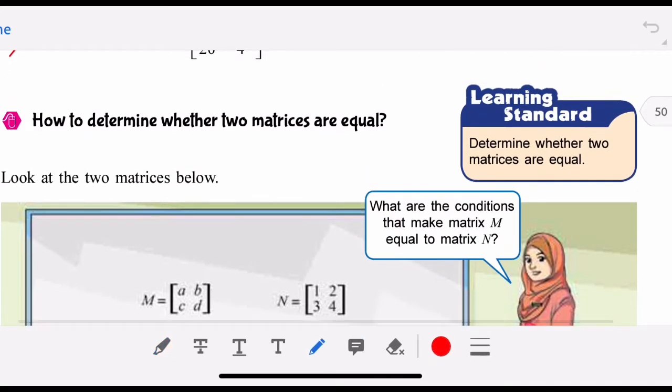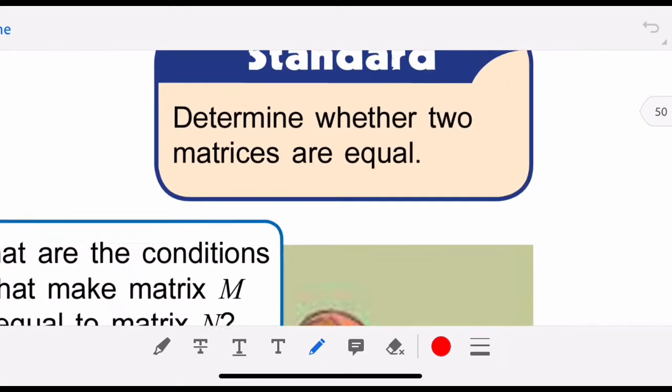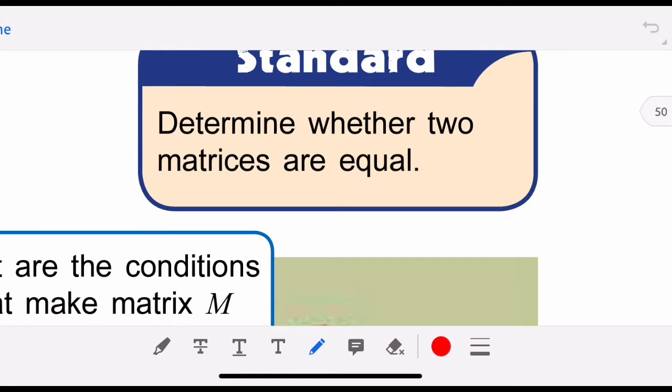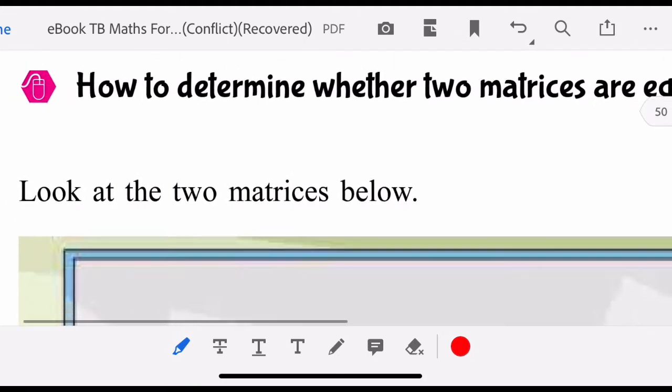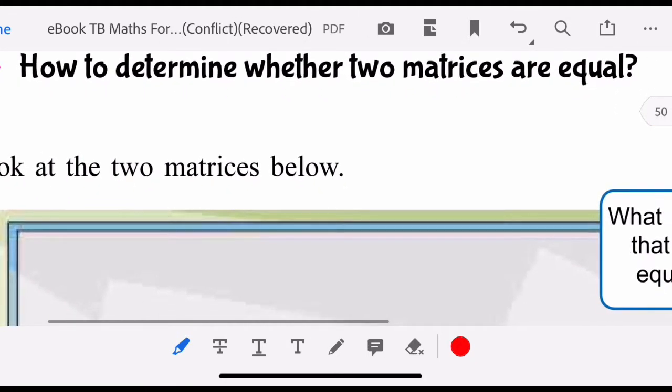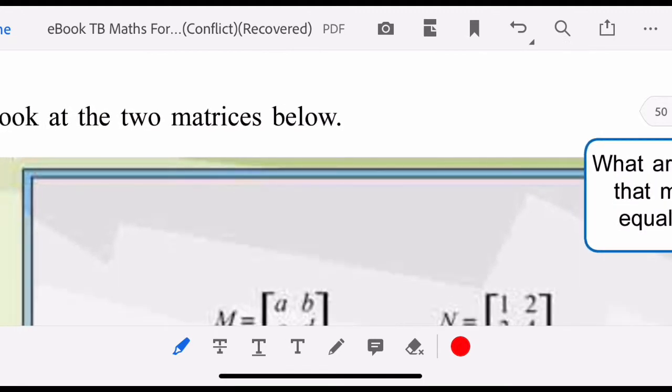Hello everyone. For today's lesson, we will learn to determine whether two matrices are equal. Alright, equal matrix. For this subtopic, we'll learn what is an equal matrix. So for matrices, we have equal matrices. Look at the two matrices below.